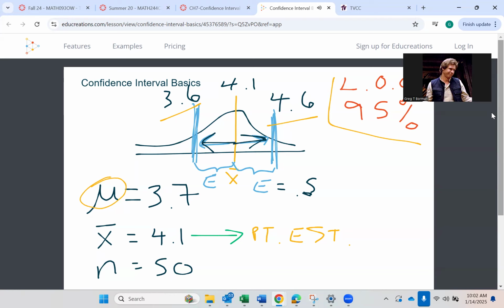Now, does this confidence interval contain the actual amount? In this case, yes. 3.7 is between 3.6 and 4.6. Now, is that always the case? Does your interval always contain the actual parameter you're trying to estimate? No, of course not. But it often does. And so this is just a way of estimating a parameter.